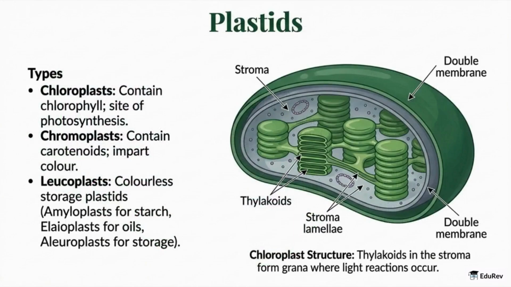Plastids are another group of double-membrane organelles found in plants and algae. Chloroplasts contain chlorophyll and carry out photosynthesis, with thylakoid membranes stacked into grana where light reactions occur and a stroma for carbon fixation. Chromoplasts store pigments like carotenoids for color, and leucoplasts specialize in storage. Amyloplasts store starch, elaioplasts store oils, and related forms store other reserves.